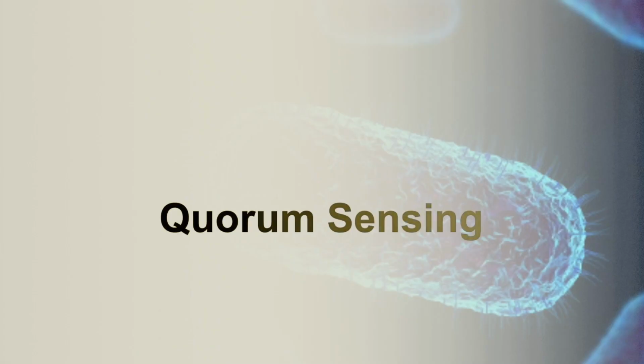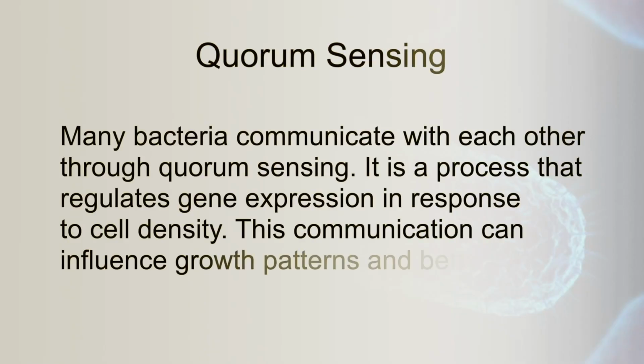Quorum sensing. Many bacteria communicate with each other through quorum sensing. It is a process that regulates gene expression in response to cell density. This communication can influence growth patterns and behaviors.